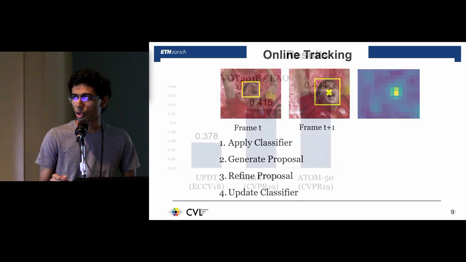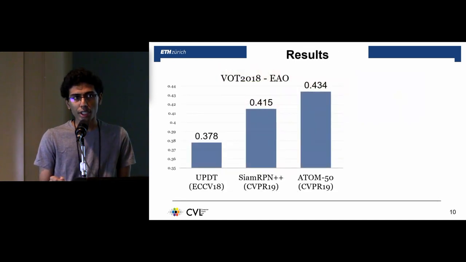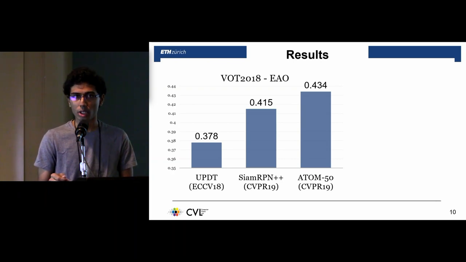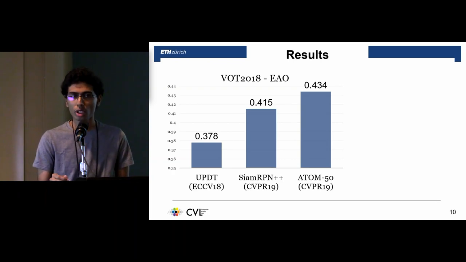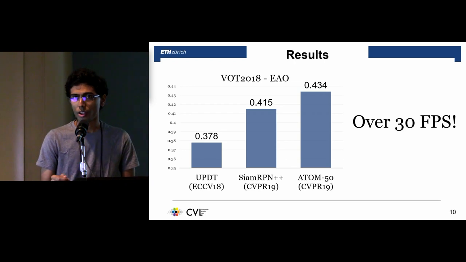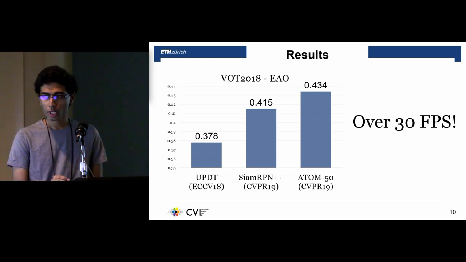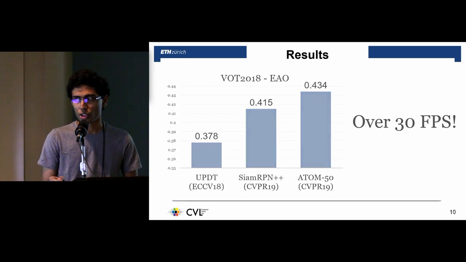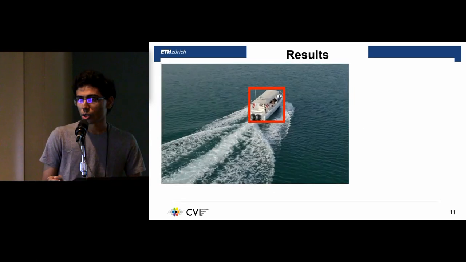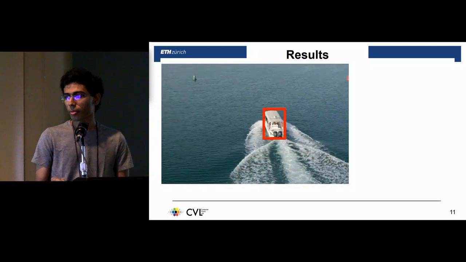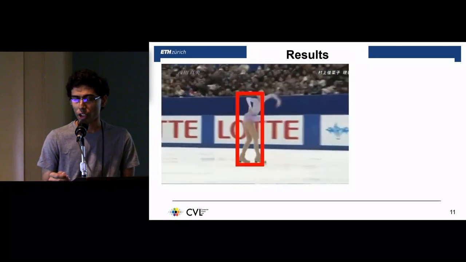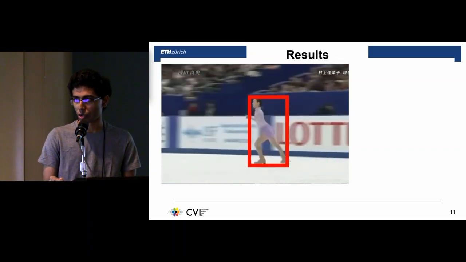Finally, some results. On the VOT18 dataset, our approach obtains the best results, outperforming the recent state-of-the-art approaches. Further, our tracker runs at over 30 FPS. Good, so we have some nice numbers here. But how well does it actually track? Let's look at some qualitative examples. From these videos, we can see that our tracker tracks pretty well, even on challenging scenarios.